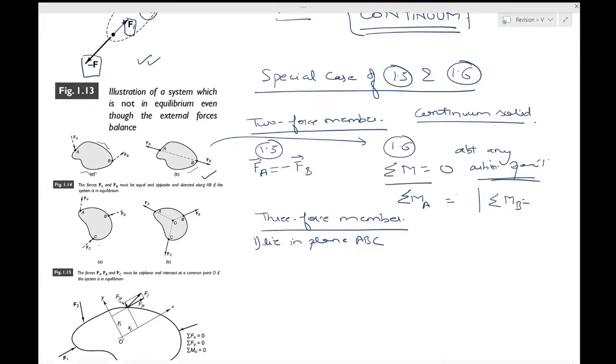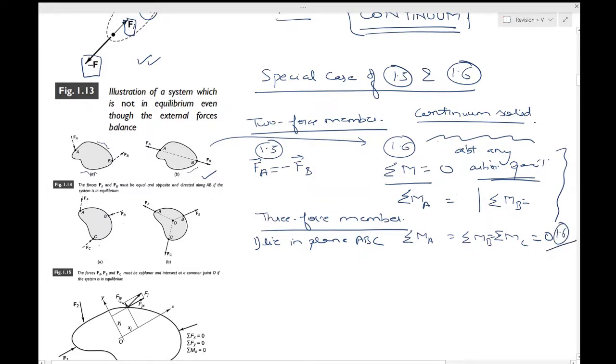Meaning, you calculate the summation of all the moments about A, the summation of all the moments about B, and the summation of all the moments about C, and they must be equal to 0. This can only happen when FA, FB, and FC lie on the same plane. So this is very similar to the situation you had before. This is essentially trying to satisfy 1.6.